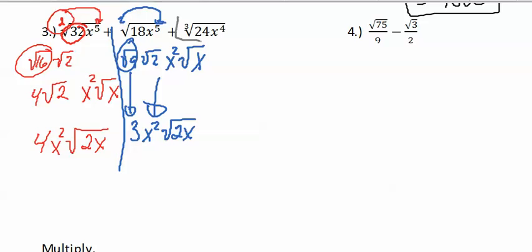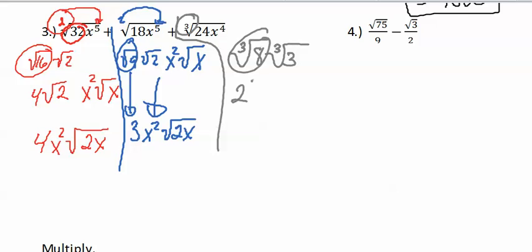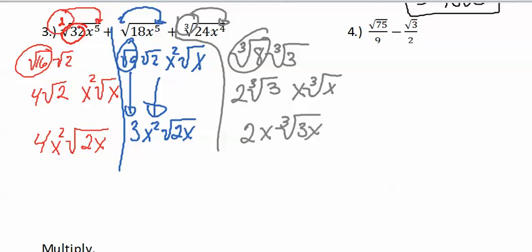And finally, we're going to go to the cube root of 24. Now this is a little different because it's the cube root. So I'm going to have to do the cube root of 24, think about what goes in there. And 8 goes in there 3 times. So that becomes 2 cube root of 3. 3 goes into 4 once, so I pull out 1x, and there's 1x left over. So that's 2x cube root of 3x.